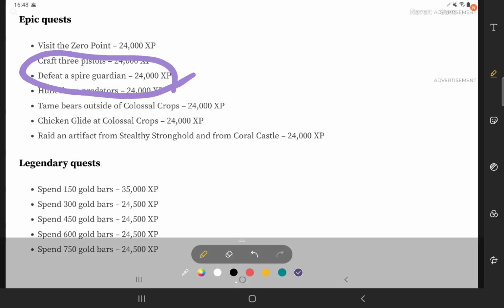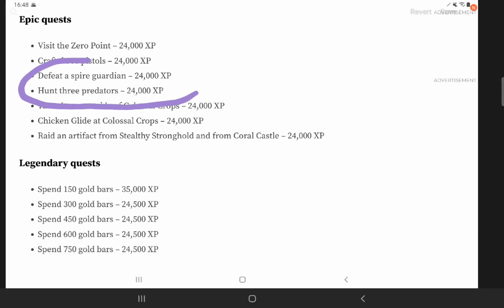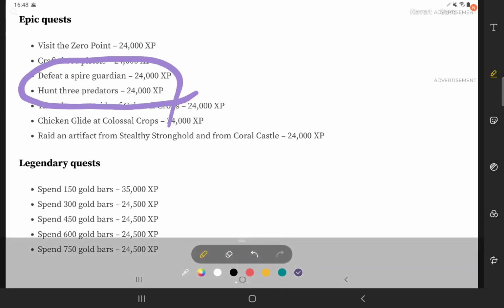The Spire Guardian is in the five small towers that you find around the spire, following the track of the yellow trees. Hunt three predators. I guess that with this they mean wolves and the raptor. Those are, I think, considered predators.